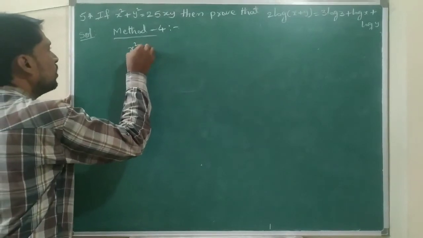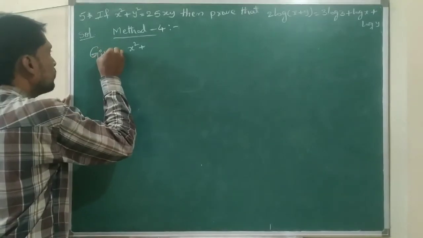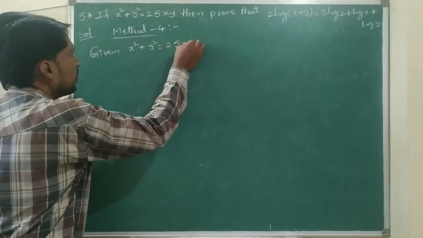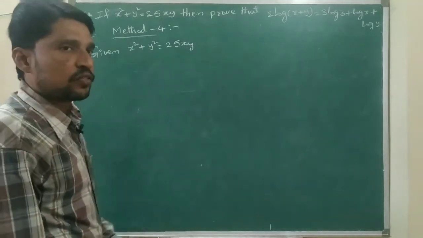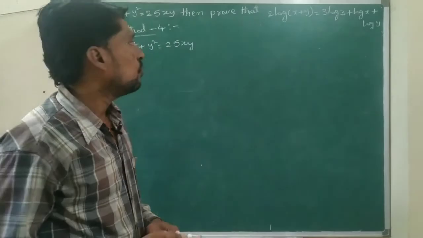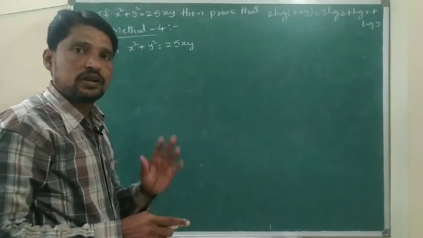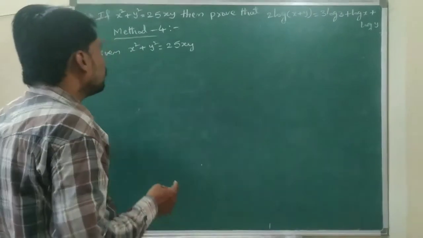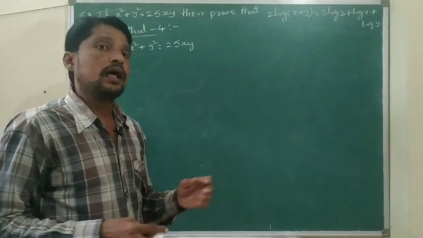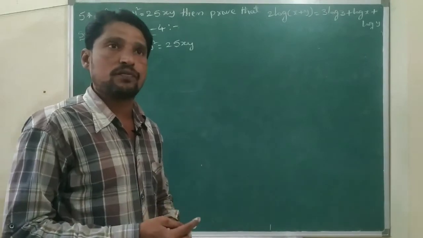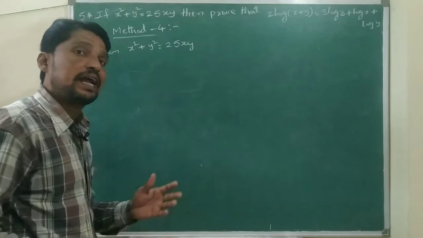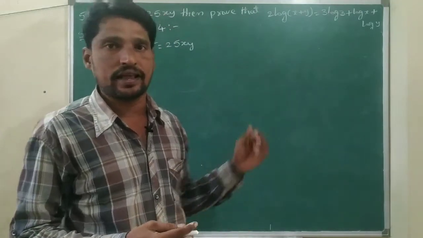Here x square plus y square equal 25xy is given. Sorry, it is 27xy, not 25xy. So x square plus y square equal 27xy. Here we need the a plus b whole square formula. So how can we get it? Both sides we are adding 2xy, and we can get it like that.